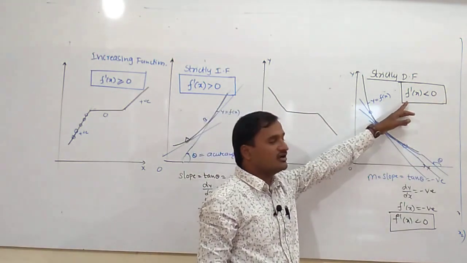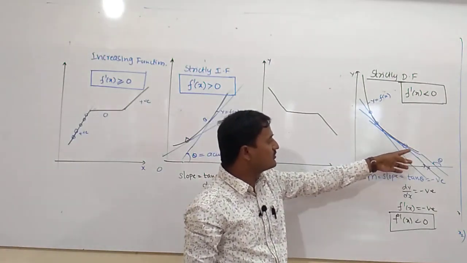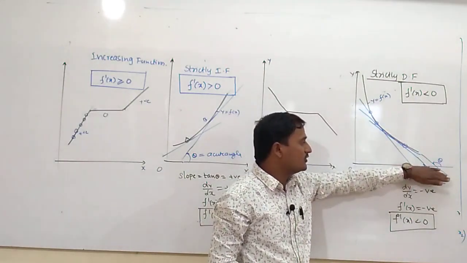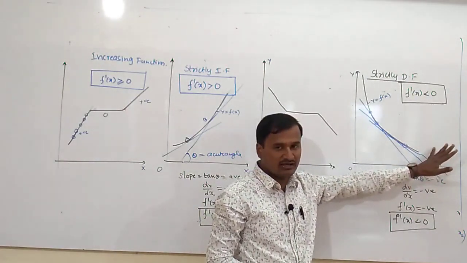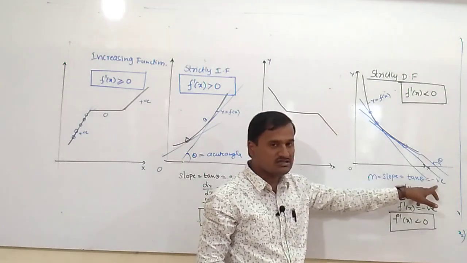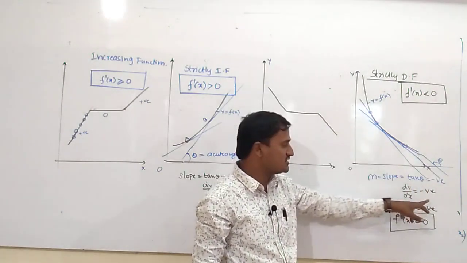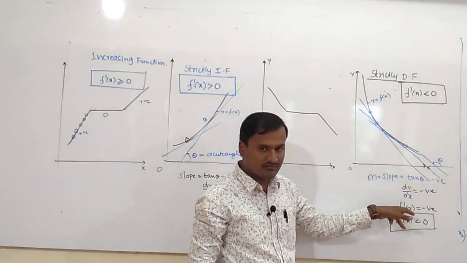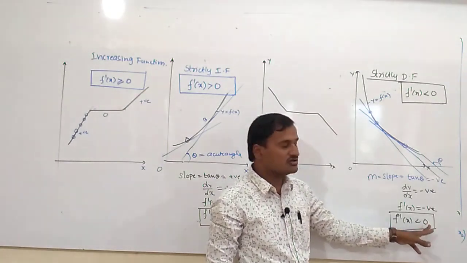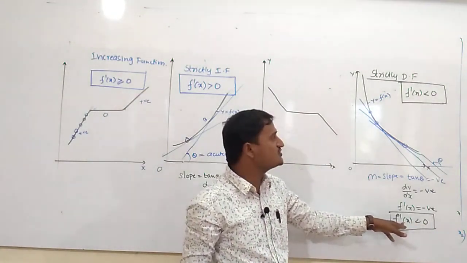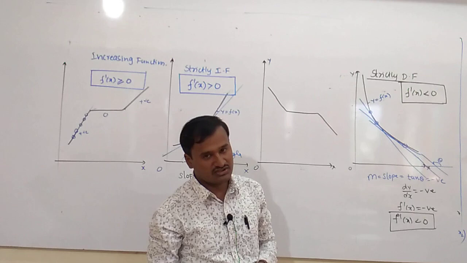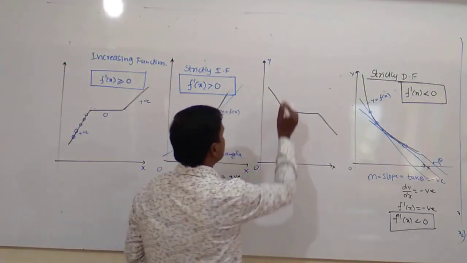Here why have I taken f dash of x less than 0? If you draw a tangent at any point on this curve, the slope of that tangent makes an obtuse angle. So clearly theta lies in the second quadrant. Theta lies in the second quadrant means tan theta is negative. Tan theta is nothing but dy by dx, which is negative. dy by dx is nothing but f dash of x. f dash of x is negative means less than 0. So if f dash of x is less than 0, then we will say that the given function is a strictly decreasing function. Now let us go to this graph.